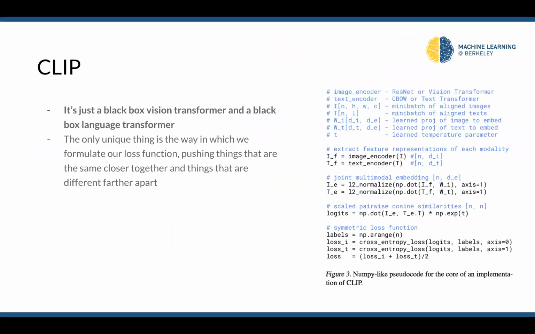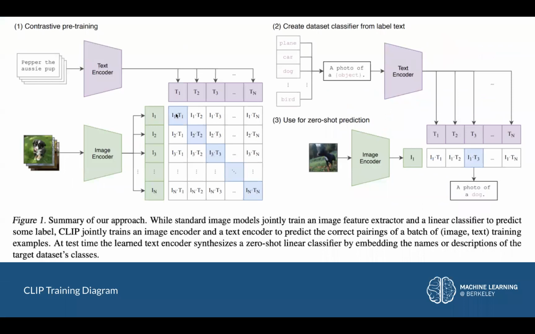So again, it's just a black box vision transformer and a black box language transformer. The only unique thing happening here is the way in which we formulate our loss function, pushing things that are the same very close together, and pushing things that are different very far apart. This is some of the pseudocode that was included in the paper. Take a batch of images, take a batch of text that corresponds to said images, and basically just do a cross-entropy loss on all the rows and all the columns, where the correct answer is all of the blue elements.